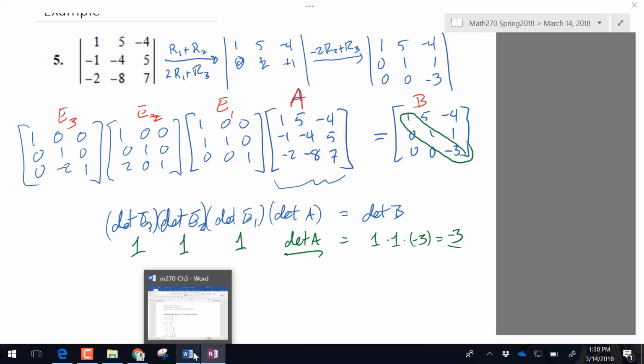Okay, so it turns out that we can use these determinants and those special theorems about the multiplicative property of determinants to find the determinant of a matrix by using the row reduction that we've been doing all along. Okay?